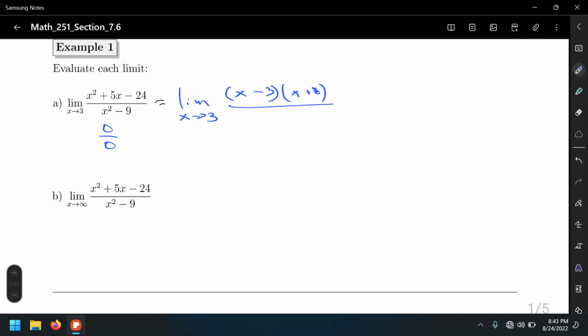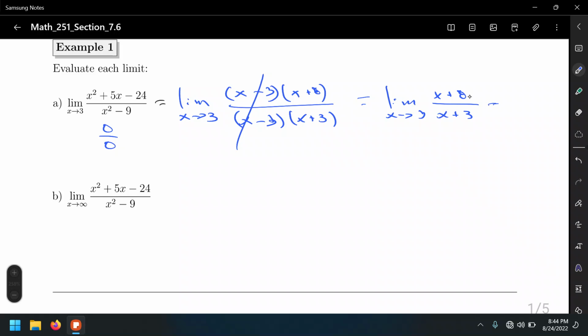The denominator, x squared minus 9. Did you recognize the form for that one? x plus 3, x minus 3? Yes, x plus 3, x minus 3. That's a difference of squares, right? Boom, cancel. Limit of x plus 8 over x plus 3.